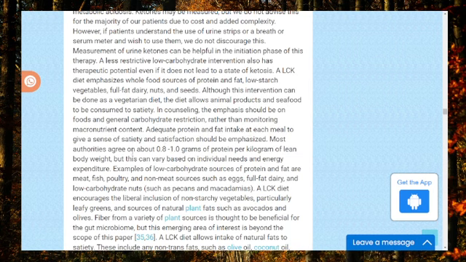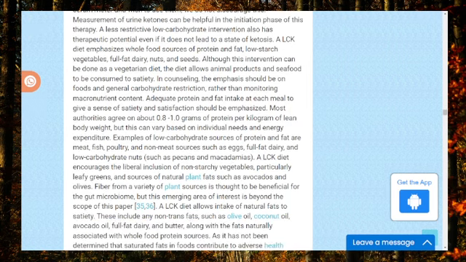Most authorities agree on about 0.8 to 1.0 grams of protein per kilogram of lean body weight, but this can vary based on the individual's need and energy expenditure. Examples of low carbohydrate sources of protein and fat are meat, fish, poultry, and non-meat sources such as eggs, full-fat dairy, and low-carbohydrate nuts such as pecans and macadamias.